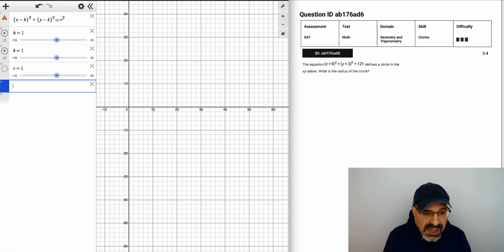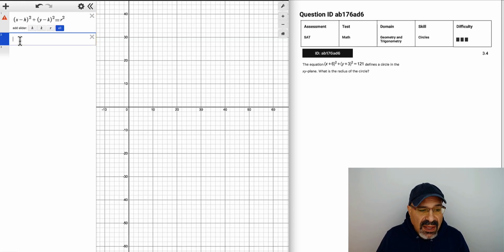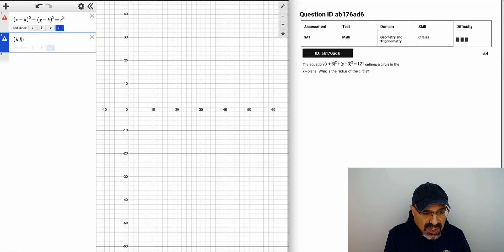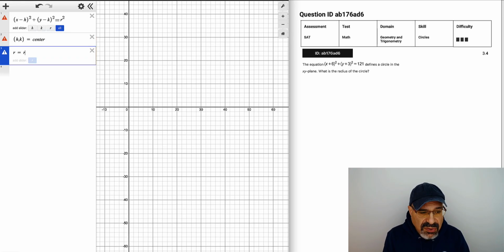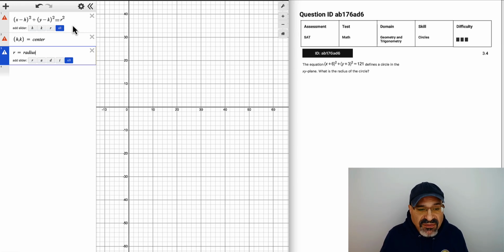And we know that HK is the center of the circle, and R is the radius of the circle. So if you know that equation of the circle, then you'll know that it's set equal to R squared, and therefore R squared in this particular circle is 121, which means that R must be 11. So kind of a trick question, super easy. You don't actually need to go ahead and graph it. But you do need to make sure that you know this formula here, this circle formula. You need to know that.